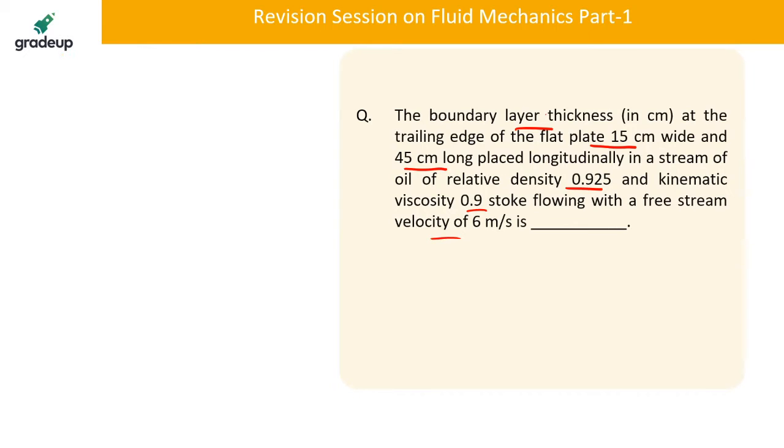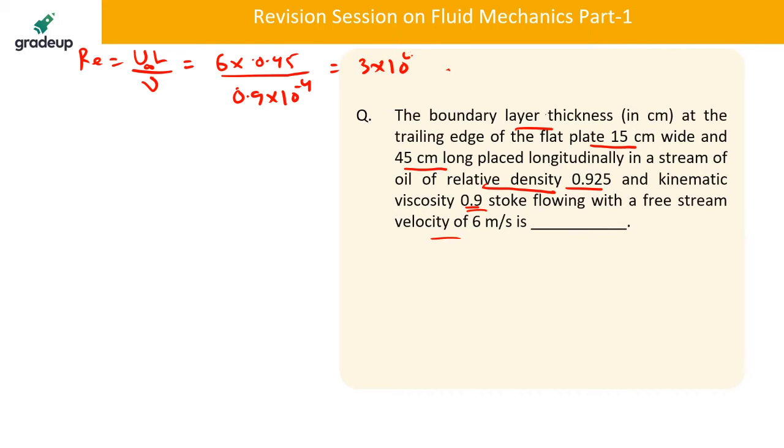Okay. Yes, come on, tell me everyone, how can you solve this question? You have to find the Reynolds number first. It is equal to u into L by nu. U is the free stream velocity, given as 6, and L is given as 45 centimeter, that is 0.45, divided by nu, the kinematic viscosity. They have given the relative density. Kinematic viscosity is 0.9 stoke, that is 0.9 into 10 power minus 4. So you can simply find the Reynolds number. You get the value as 3 into 10 power 4.